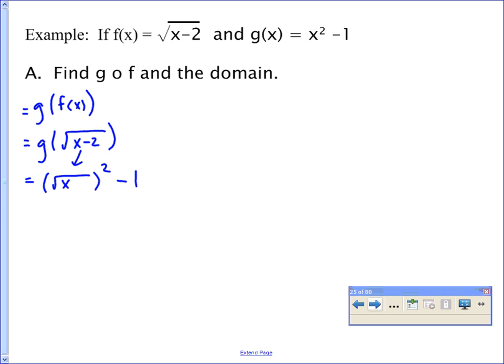So that's root x minus 2. And now I need to simplify that. When I simplify that, if I square the square root, I just get x minus 2, then minus 1, so it gives me x minus 3. Okay, so now to find the domain of this.